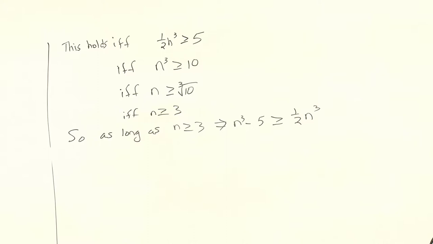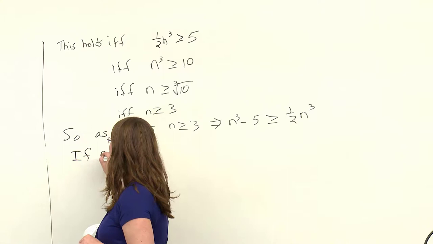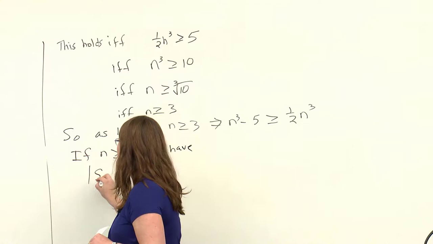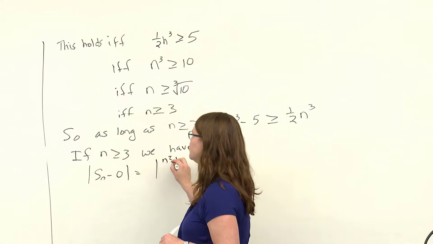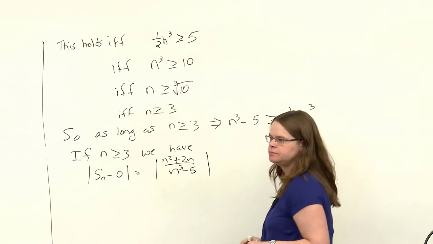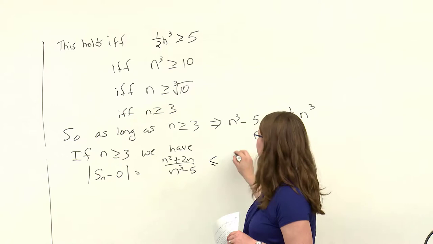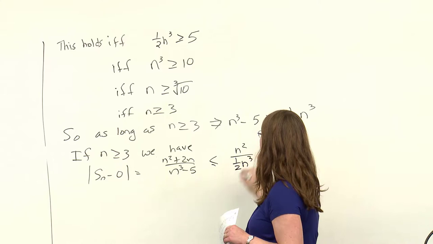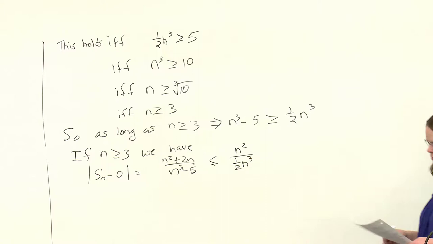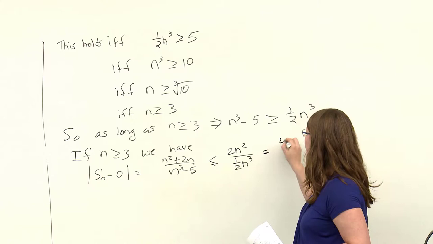Okay, so if we put this all together, as long as n is bigger than or equal to 3, we're going to have that Sn minus 0 is n squared plus 2n over n cubed minus 5. And I'm not going to even need the absolute value signs here because n is big enough that these will all be positive terms. And now we know that the top is less than two n squared, I guess, sorry. And we know that the bottom is bigger than half n cubed. Okay, and now this simplifies a lot. This is just 4 over n.